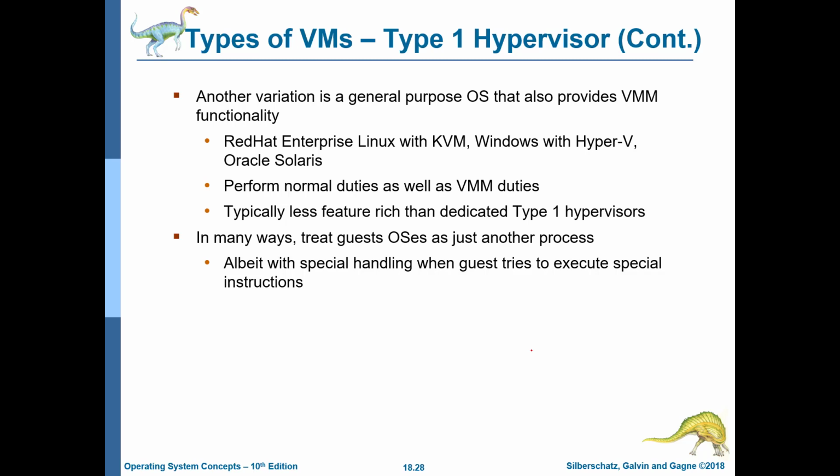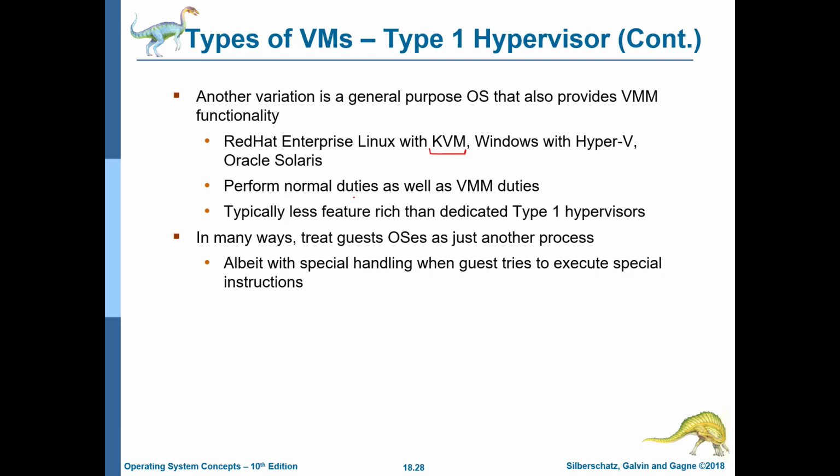Another variation of this is that we add more features to the type 1 hypervisor. We make it more like a general purpose OS that also has some VMM functionality. So, Red Hat Enterprise Linux with KVM. KVM is kernel virtual machine. This is very common. Windows again with Hyper-V, Oracle Solaris. These are some of the examples where the hypervisor layer has more features, so it performs its normal duties as an OS as well as VMM duties.